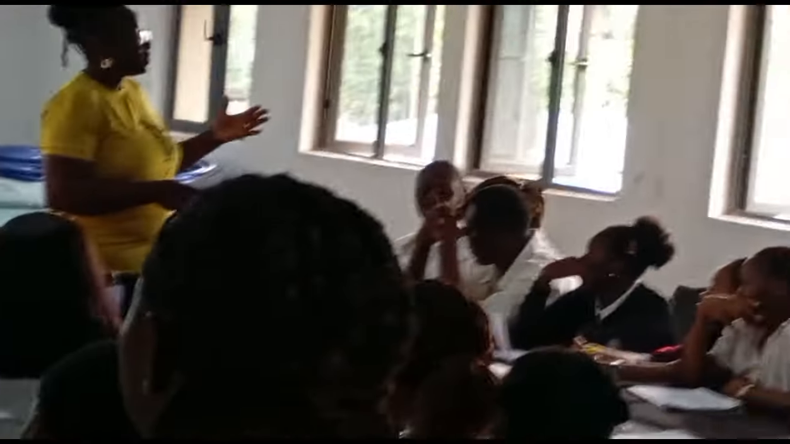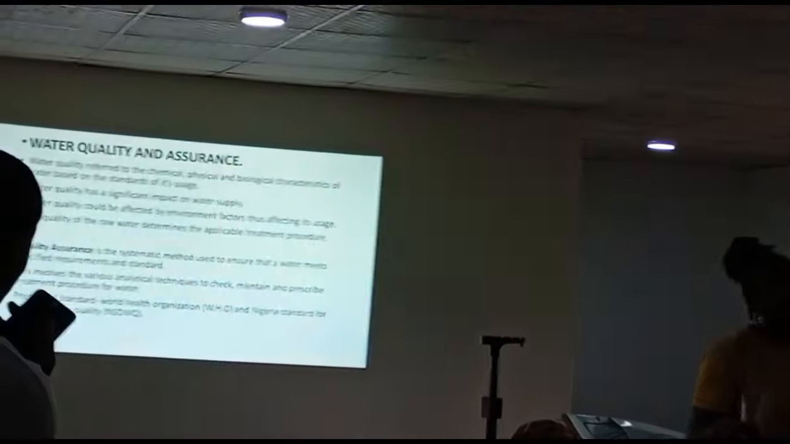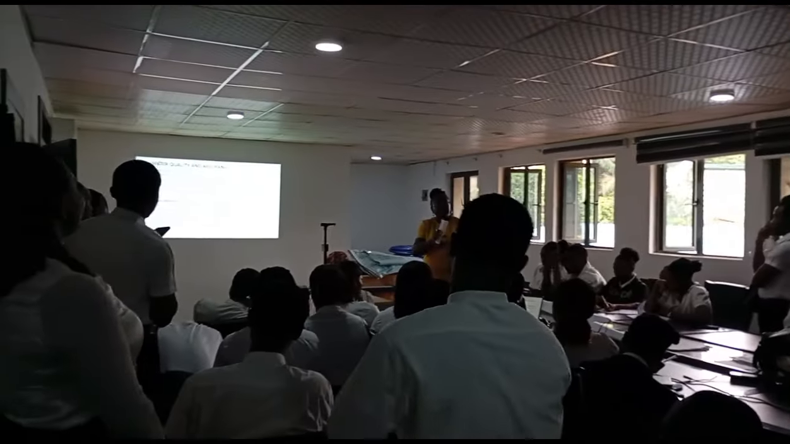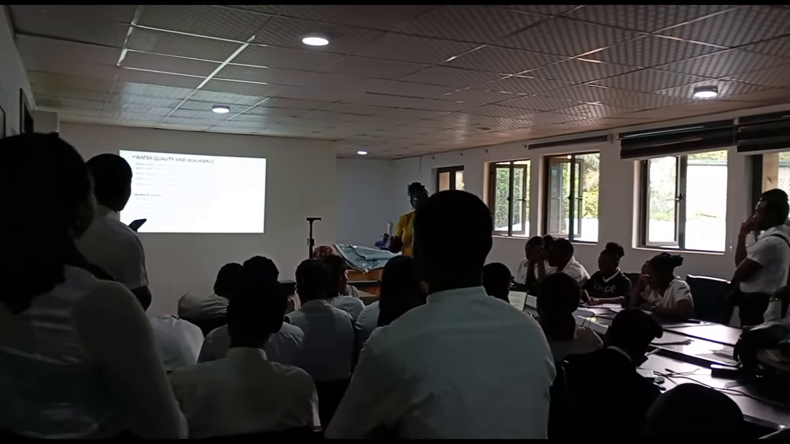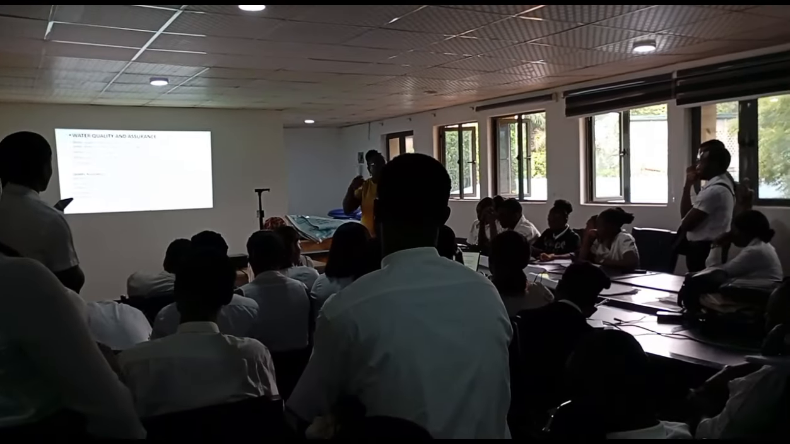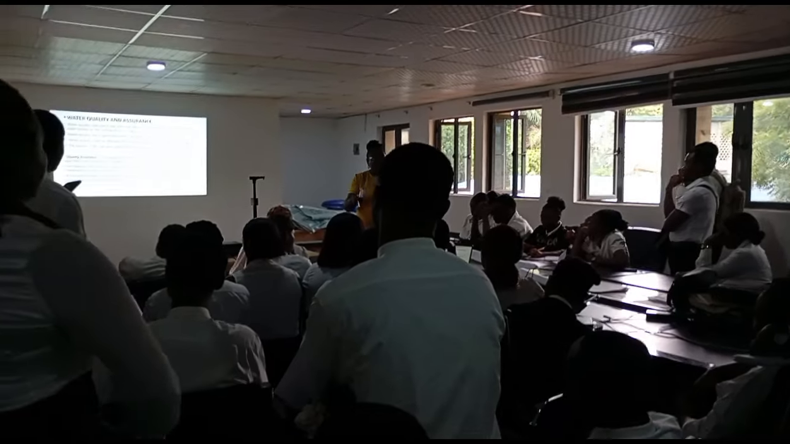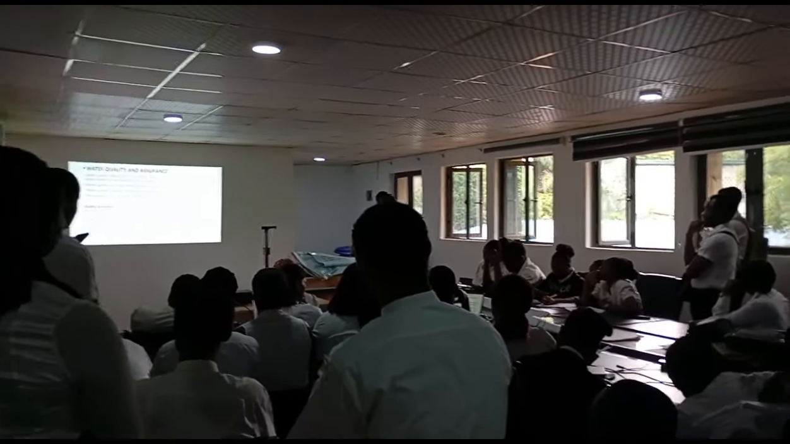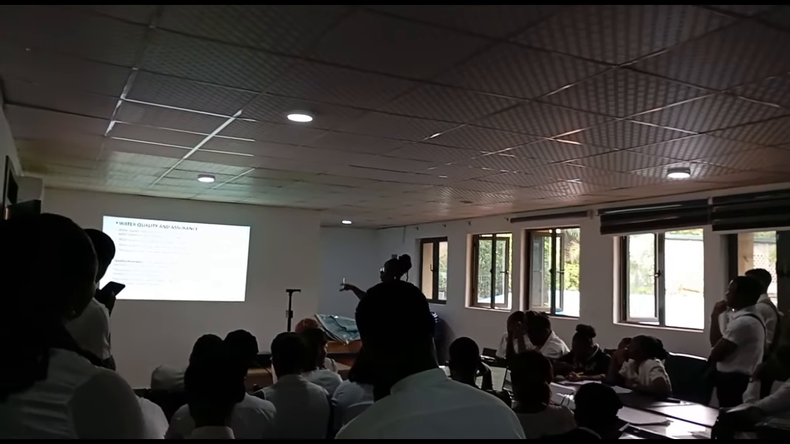So when you see people coming close to where a water body is sited, a systematic method is needed. It involves analytical techniques to check, maintain, and prescribe treatment procedures for the water. So for assurance, you have to create a systematic way of checking, maintaining, and treating. You understand me? It is based on your analytical findings on that water, the analytical techniques that you applied on that water, that will help you to create that systematic way.